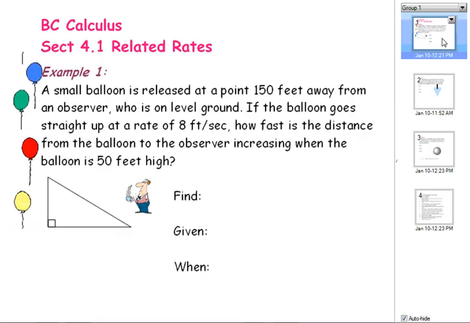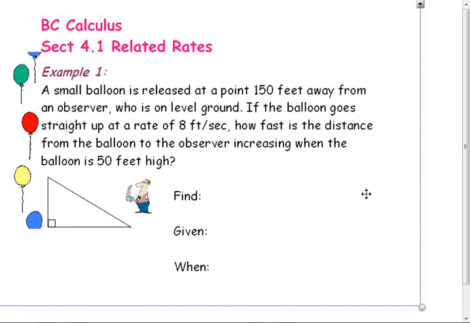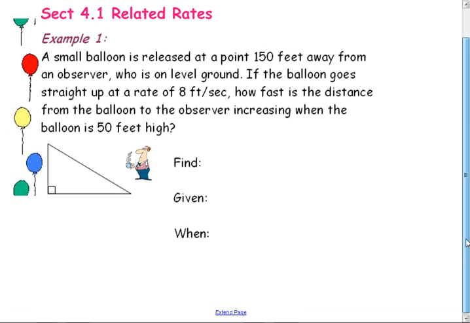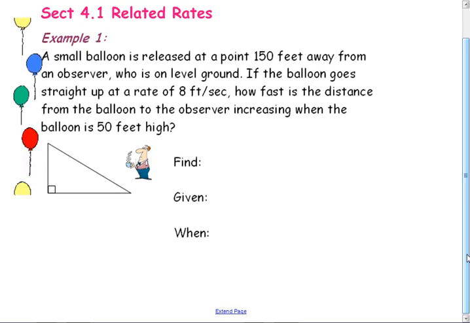So first I read the problem. That's really kind of important. A small balloon is released at a point 150 feet away from an observer who's on level ground. We are in a perfect world. If the balloon goes straight up at a rate of 8 feet per second, how fast is the distance from the balloon to the observer increasing when the balloon is 50 feet high? There's a lot of information there.